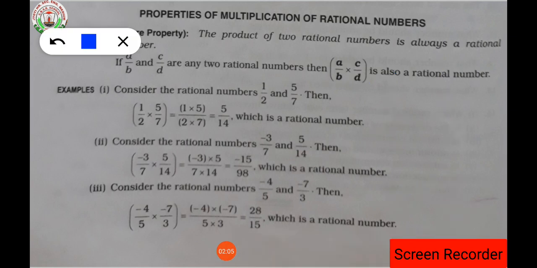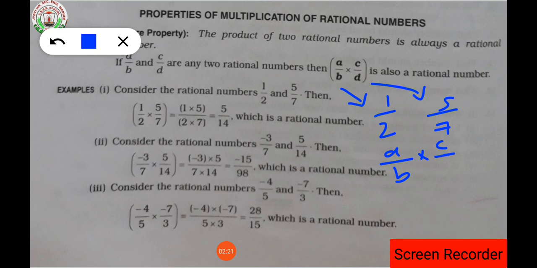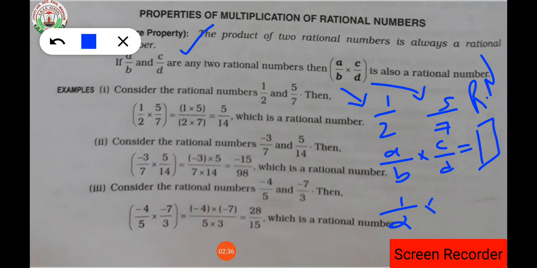I can tell you one example. Suppose we have 1 by 2 as the first rational number, that is a by b. The second rational number is 5 by 7. As we know, when two rational numbers are multiplied, whatever answer comes will also be a rational number. This is said by the closure property. So let's see whether it is true or not. So a by b is 1 by 2, and c by d is 5 by 7. Okay, multiply both numbers.